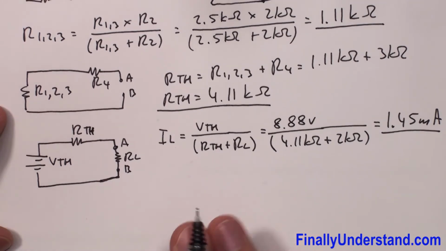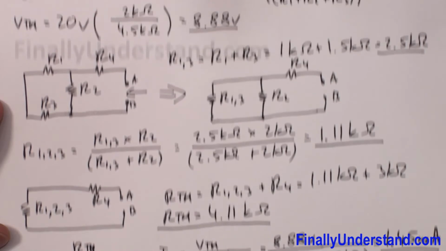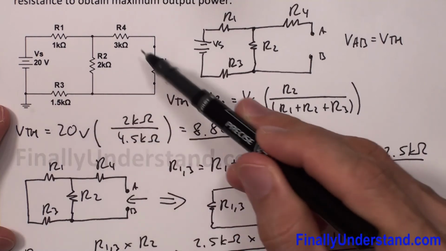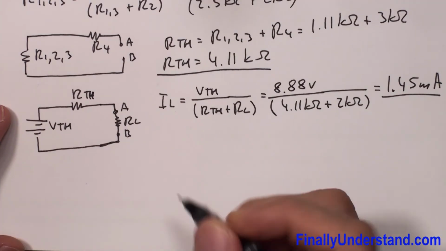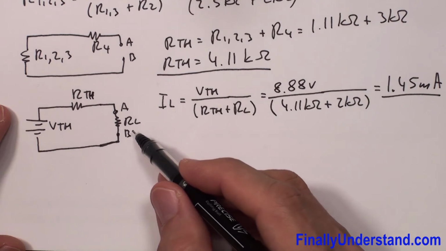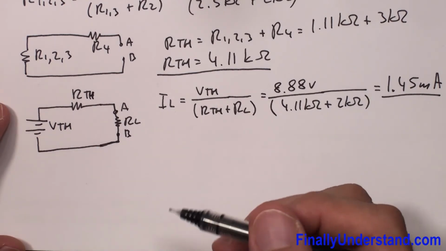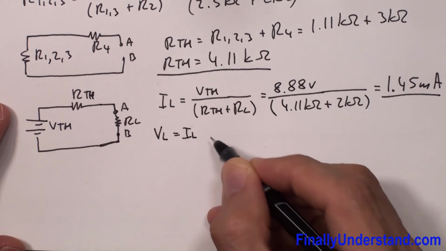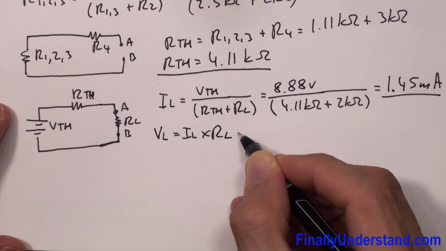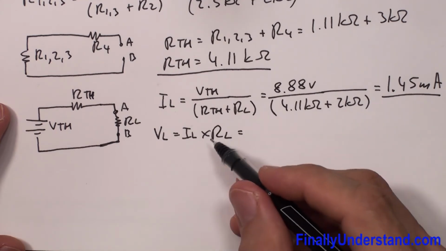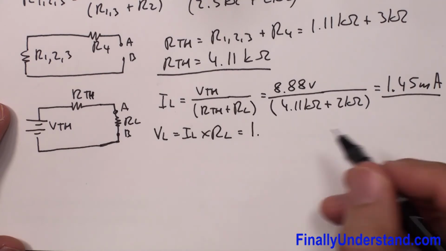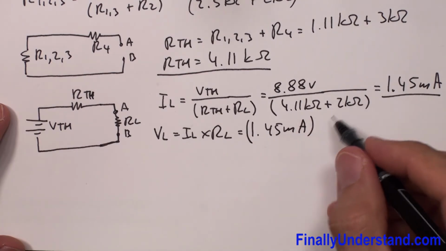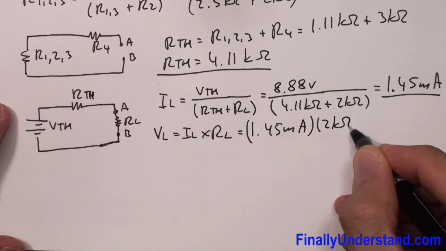But keep in mind that this is just the Thevenin circuit, but in real life this current will flow through resistor RL of this circuit. Next, we're supposed to find the voltage across resistor RL. We can use the voltage division law, or you can simply use Ohm's law. I'm going to use Ohm's law. So VL is equal to IL times RL. So IL is equal to 1.45 milliamps times RL, which is equal to 2 kilo ohms.